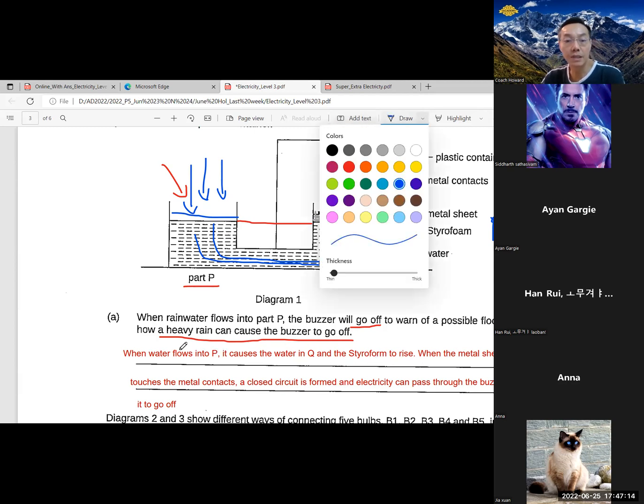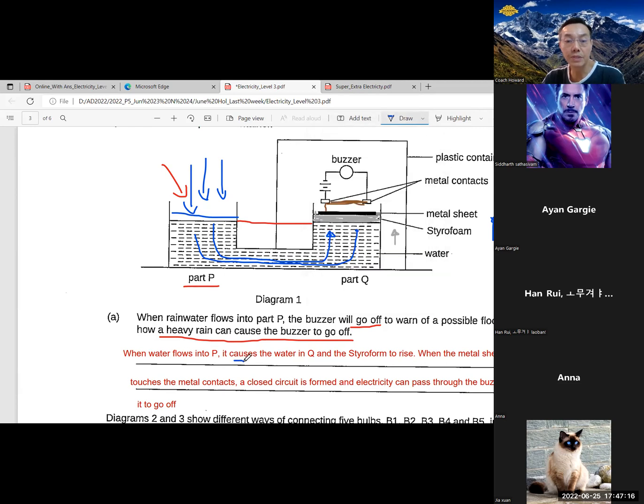Firstly, you must mention that it will cause the water and styrofoam to rise. And then the metal sheet touches the metal contact, a closed circuit is formed. Electricity can pass through. So this is how the 2 marks are being awarded. So you take note of this. I will do a screenshot and then send the answer over shortly.